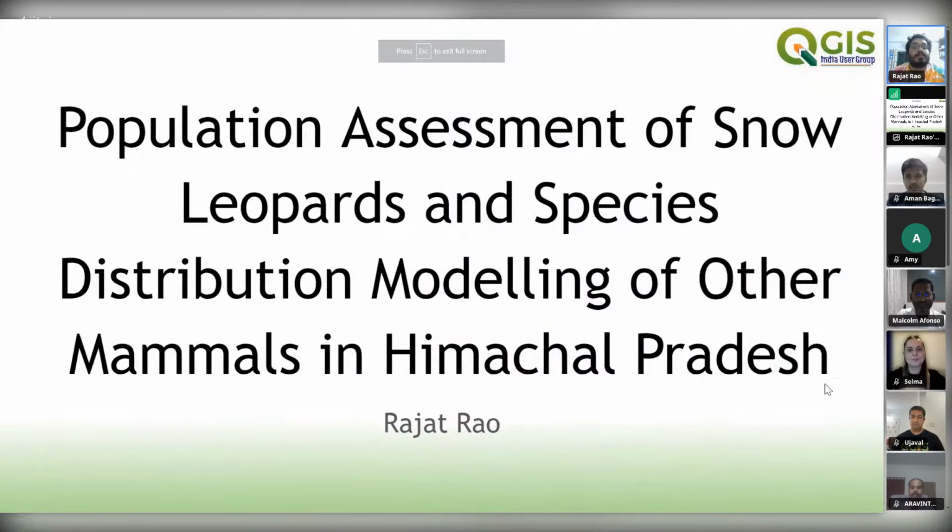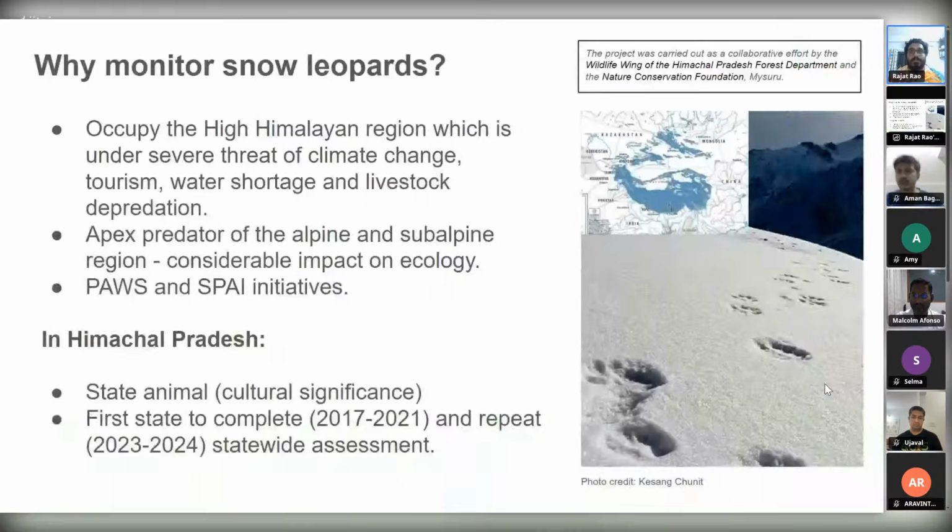Hi, my name is Rajat. I'm here to talk about a slightly different kind of QGIS and R-based study that we did last year in the higher altitude regions of Himachal Pradesh, where we decided to study the population of snow leopards in the state of Himachal Pradesh, and also, as a first, we decided to see what other mammals are distributed in the snow leopard region.